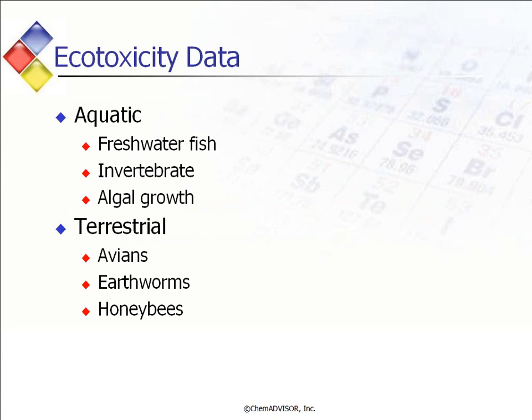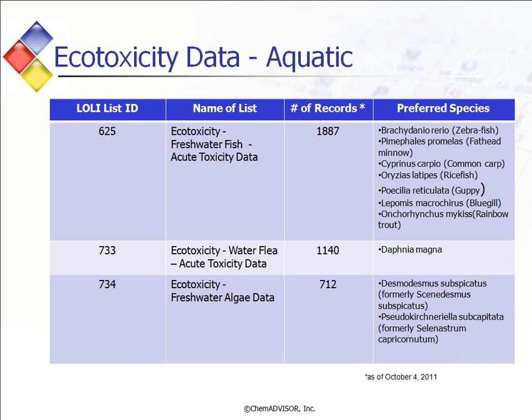Ecotoxicity data, we have aquatic endpoints, which include freshwater fish, invertebrate, and algal endpoints, terrestrial data on avians, birds, earthworms, and honeybees. And on this slide, we have, again, the LOLI list ID, the name of the list, and for our ecotoxicity data, the lists are divided by species, by organism, and then species are identified in the far right column.